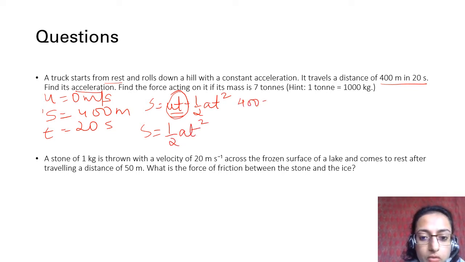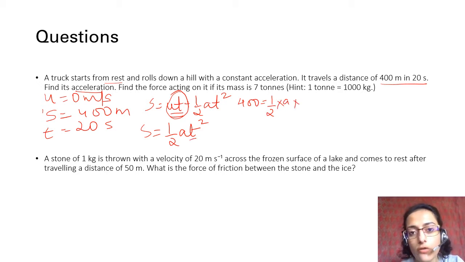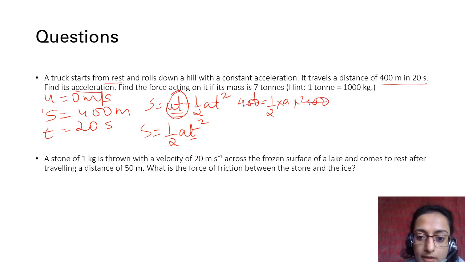This can be simply written: 400 is equal to half into a into time squared. T is 20, and what is the square of 20? 400, right? So this term becomes 1. It gets cancelled, 400 upon 400. So a is equal to, we take this and multiply, it becomes 2 meter per second square. Right, this is the acceleration.